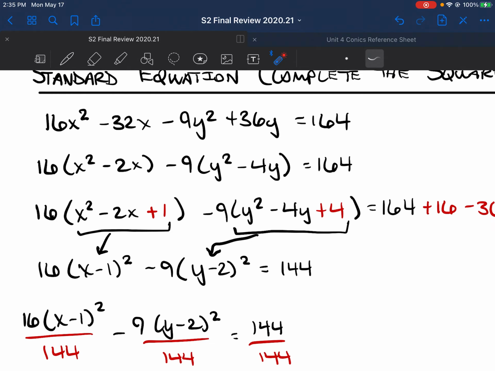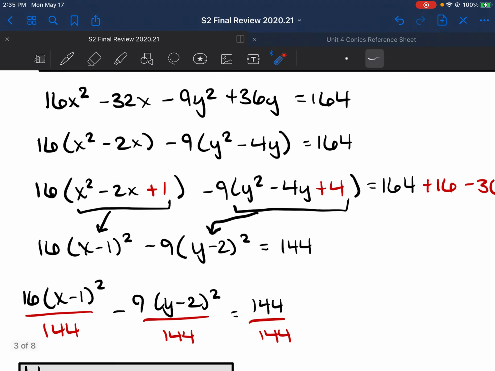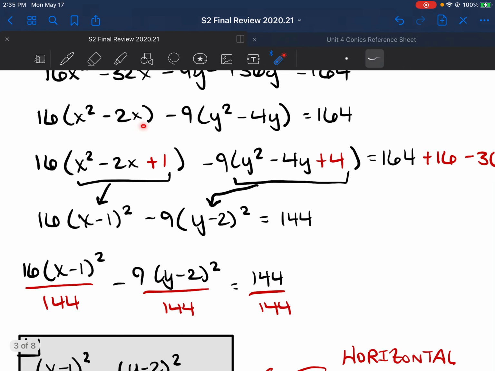Next, we need to do the actual completing the square process. Here with the x squared minus 2x, we want to think, what constant would I add in here to complete the square and make this a perfect square trinomial? Well, we would do that by taking the negative 2, cutting it in half, which would give me negative 1, and multiplying it times itself. Negative 1 times negative 1 would give me positive 1, and that's the constant that we would add right here.